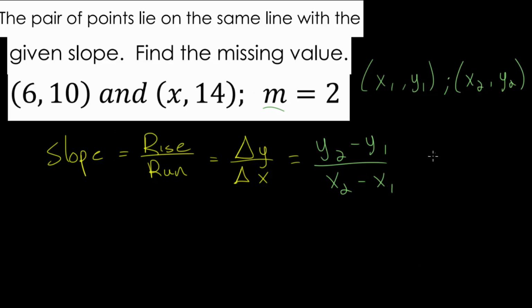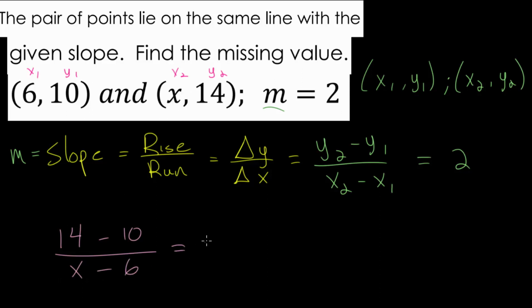We know that our slope is equal to 2, since we usually use the letter m for slope. So let's plug in the information we know. We can say this is x1 and this is y1. So this would be x2 and this would be y2. Let's use our formula here. We have y2, that's 14. We're subtracting y1, which is 10. We have x2, which we don't know. We just call that x. And we're subtracting x1, which is 6. All of this is equal to 2. We can simplify this numerator. We have 4 over x minus 6, and this is equal to 2.